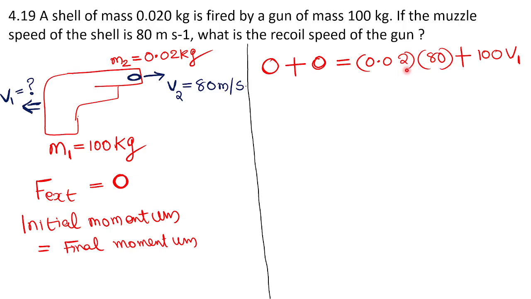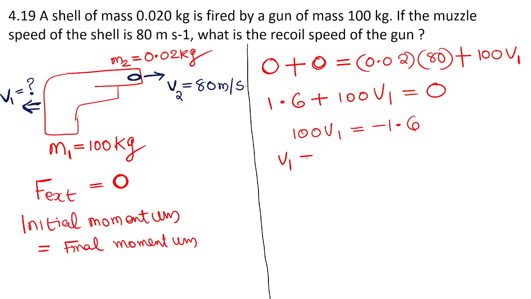8 into 0.2. Is it 1.6, right? Right side is 1.6 plus 100 v1. You should be careful with the unit. Kilogram meter per second. Okay, everything is okay. 0.02 into 80 will be 1.6, plus 100 v1 equal to 0. 100 v1 is equal to minus 1.6, or v1 equal to minus 1.6 divided by 100 meter per second.